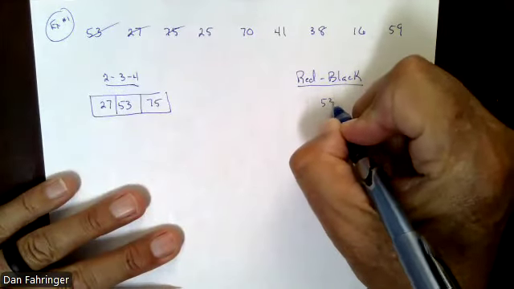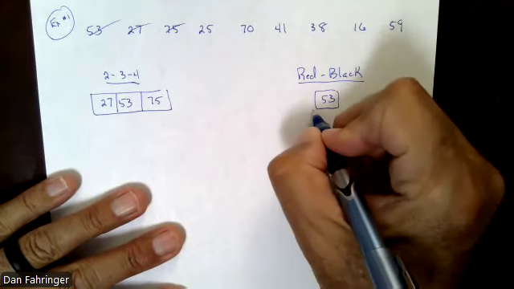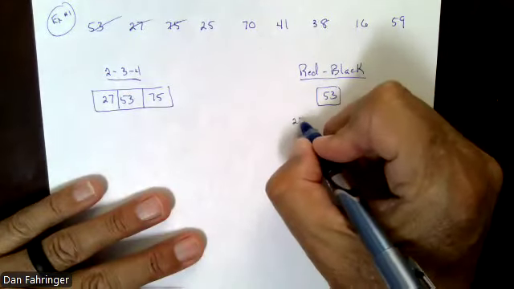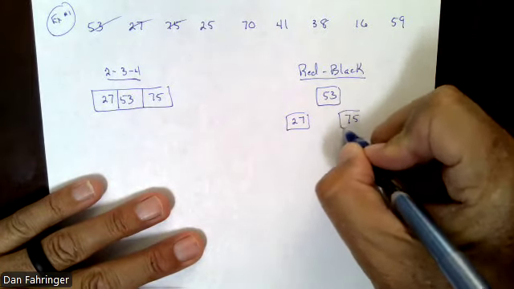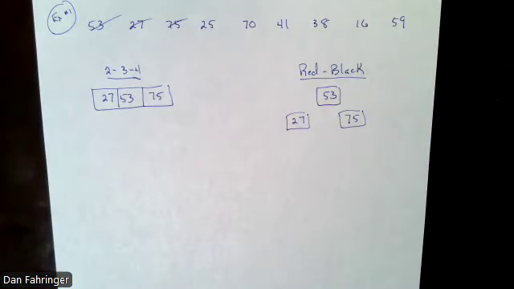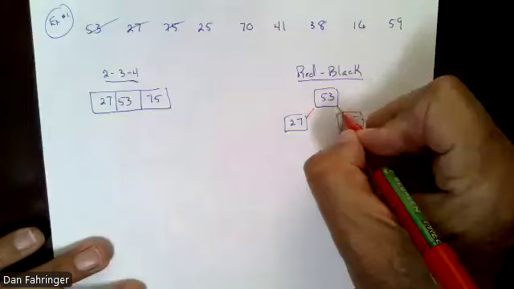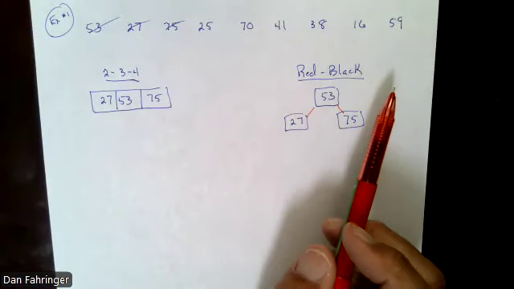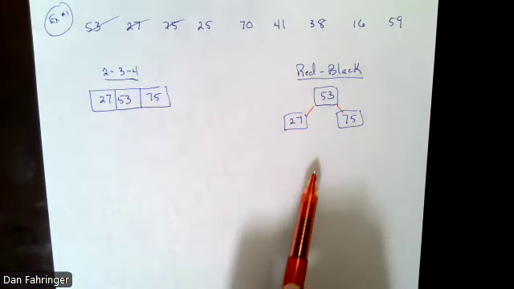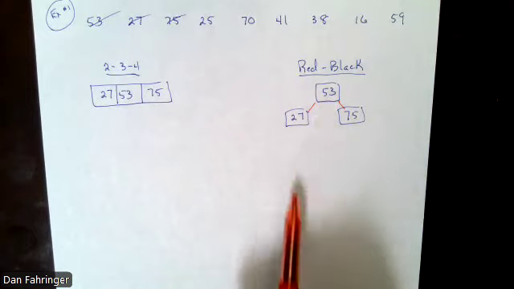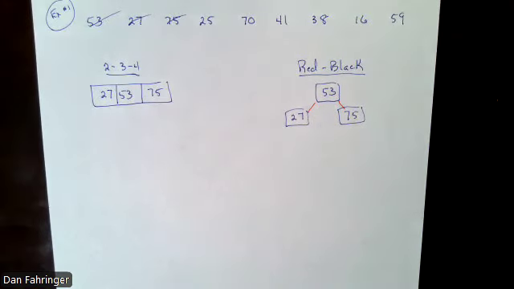53 is here. 27 is to the left. And 75 is to the right. And how are each of those connected, red or black? Red. Red, yep. And you notice there are no blacks, which means these are all still the same level. If there was one black going down, I'd have two levels. If there were two blacks for each level, I'd have three levels.